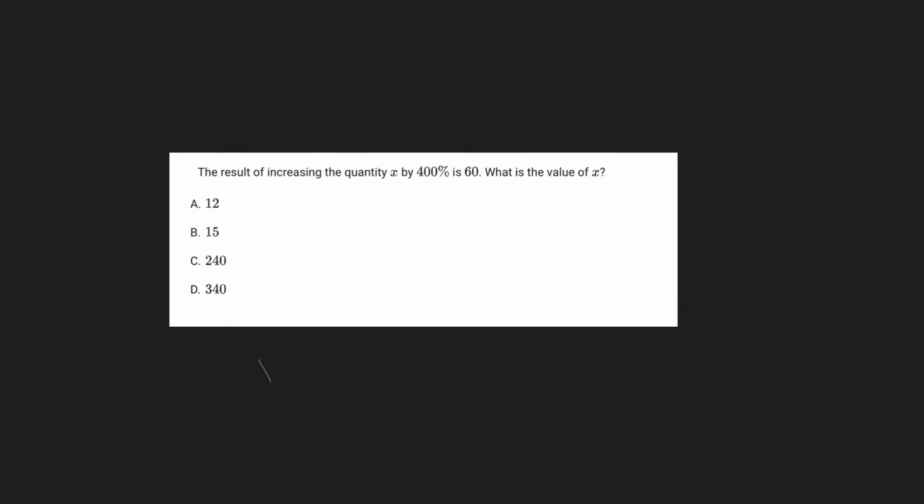So we have x, that's our starting value. We're increasing the quantity of x by 400%, right? So we're adding 400% of x to x. So we can just represent this by plus 4x. And we know our final value will be 60. And so in reality, this will just be 5x equals, it's not letting me write today, 5x equals 60. Therefore, solve for x, that's going to be 12.